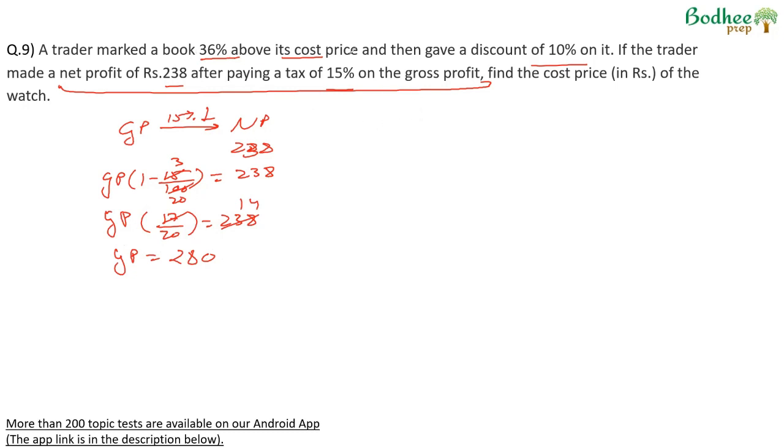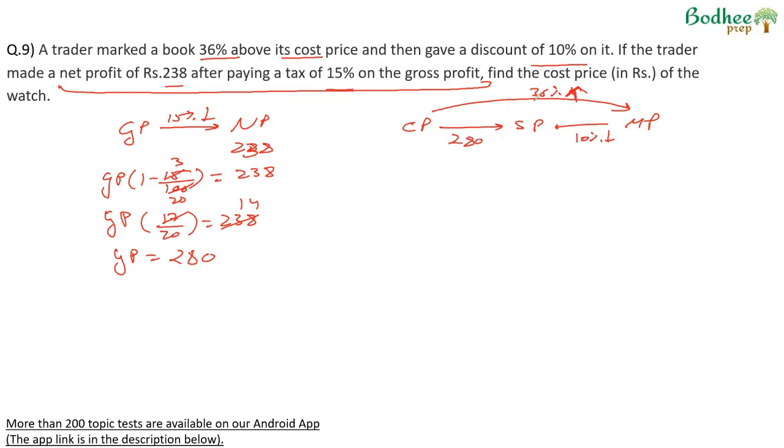So, now if you look at it, a trader marked a book 36% above its cost price and gave a discount of 10%. Therefore, cost price, selling price, marked price. The cost price is increased by 36% to reach the marked price. Then a discount of 10% is given to reach the selling price. And the difference between cost price and selling price is rupees 280, which we have calculated as the gross profit. On this profit, 15% tax was deducted. We have to find out the cost price.